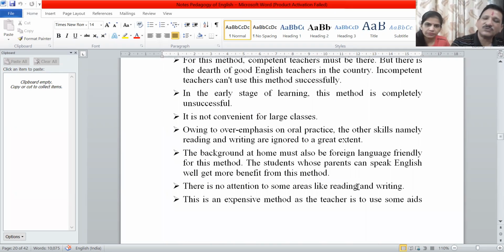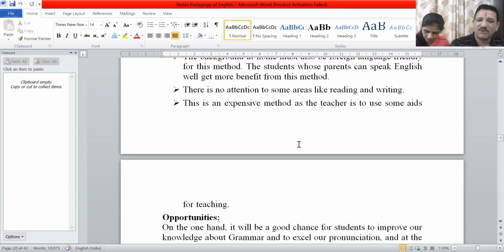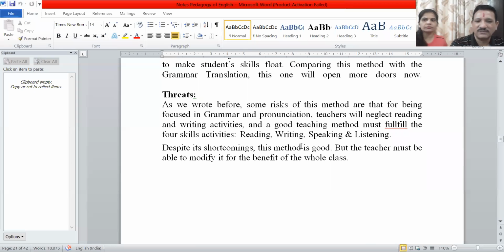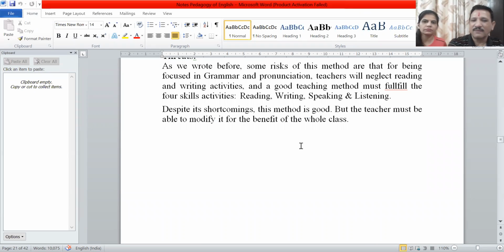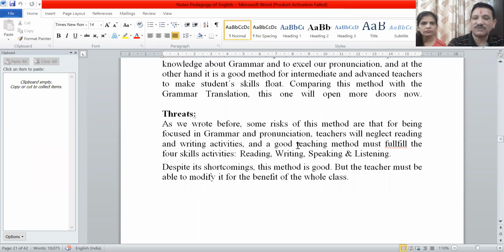In this way, there are some advantages and some disadvantages of this method, but still, despite its shortcomings, this method is the best method for teaching English. But the teacher must be able to modify it for the benefit of the whole class. In countries where the mother tongue is English, they use the direct method. In this way, this is about the direct method.